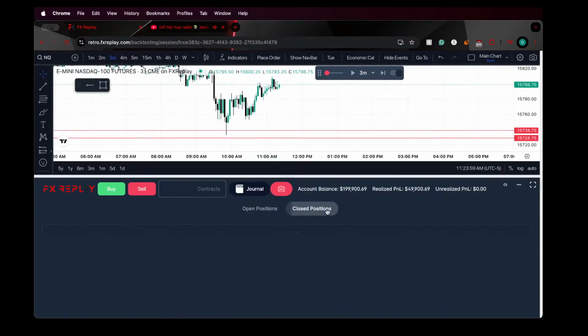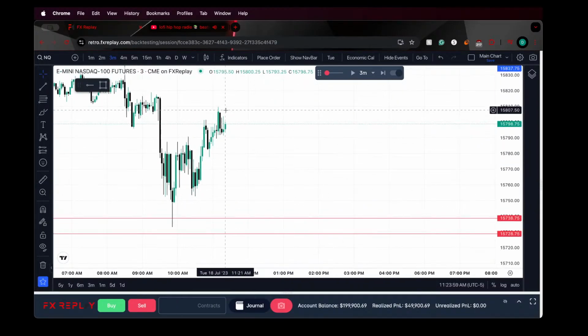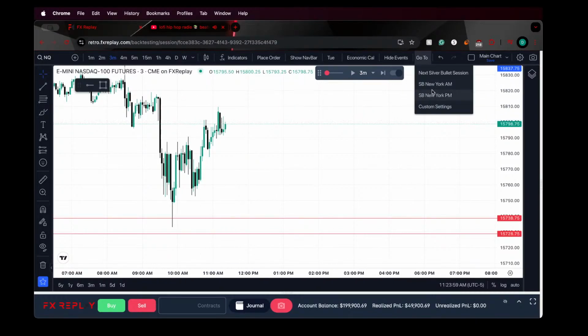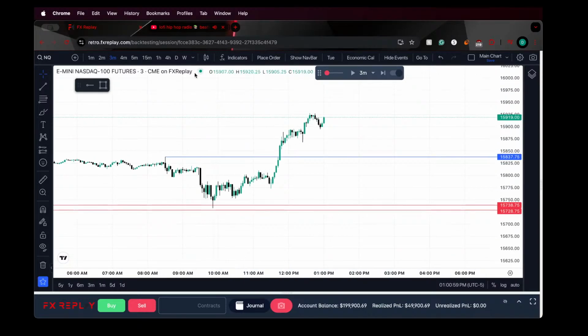Okay, good trade for today. Okay, so that's good so far. Let's go ahead and go to the next day. Go to PM actually, sorry. Almost went to the next day.